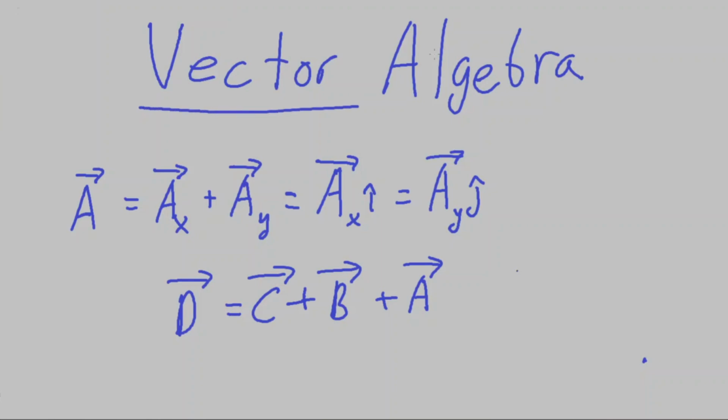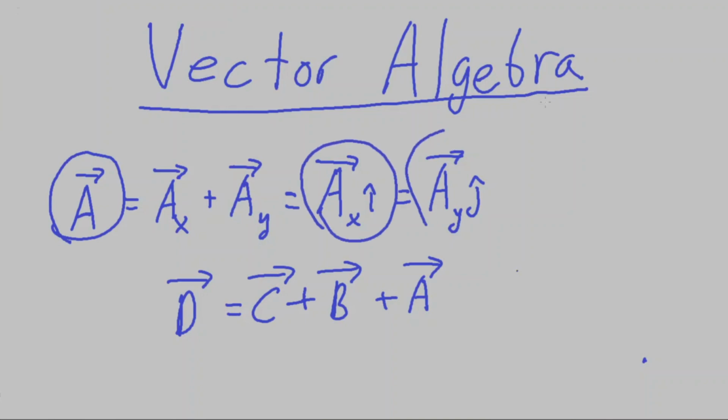Alright, today we're going to be going over vector algebra. So a vector, let's say vector A, is made up of an x component and a y component. What we're going to do is essentially take those x and y components and add them to the x and y components of other vectors like B, C, and then get a vector such as D that would be the sum of multiple vectors.